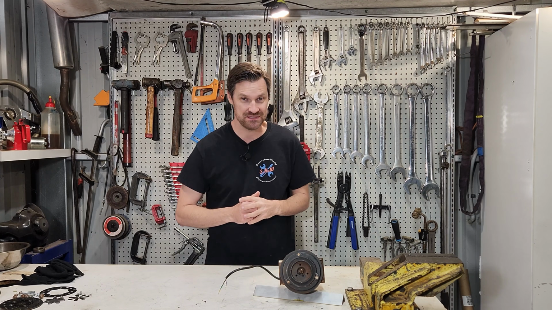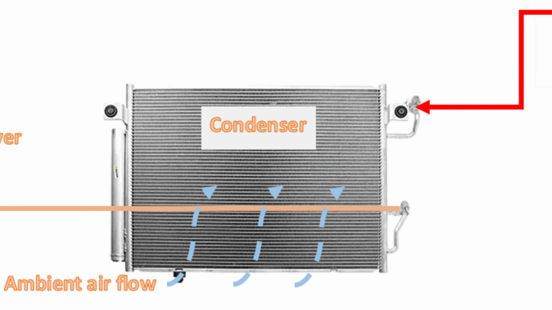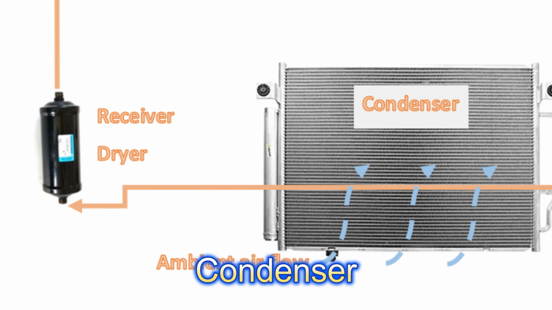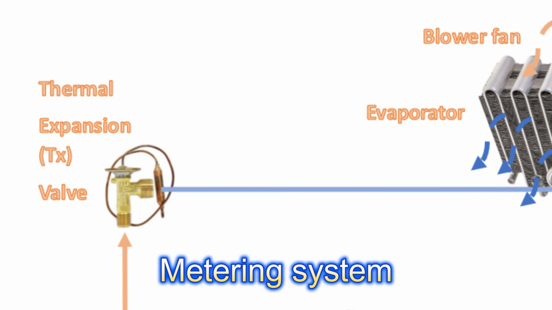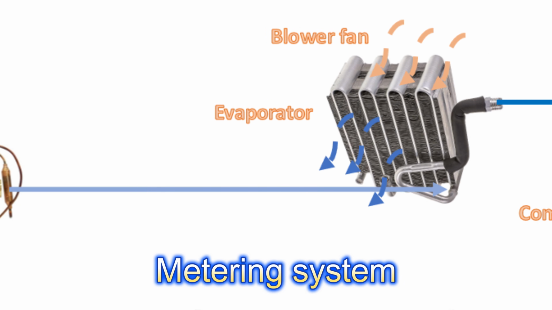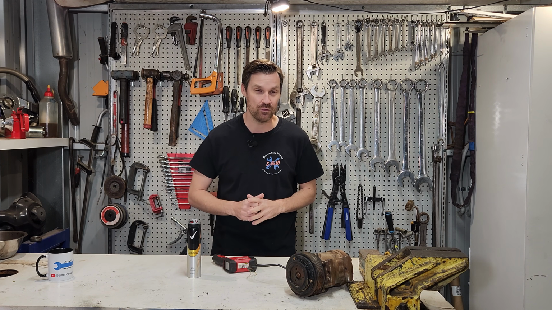So what makes up the system? Well, of course, we have the compressor, we have a condenser, we have a receiver dryer, we have a metering valve, whether it's a thermal expansion valve or an orifice tube, and we have an evaporator. So how does it all work?